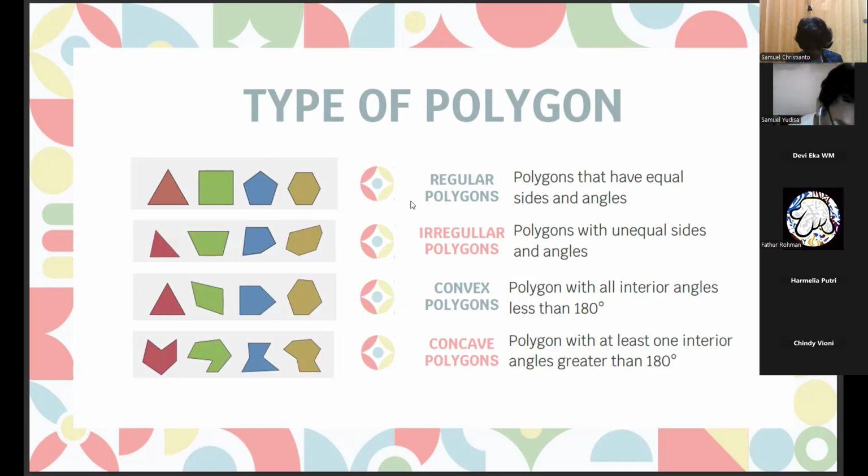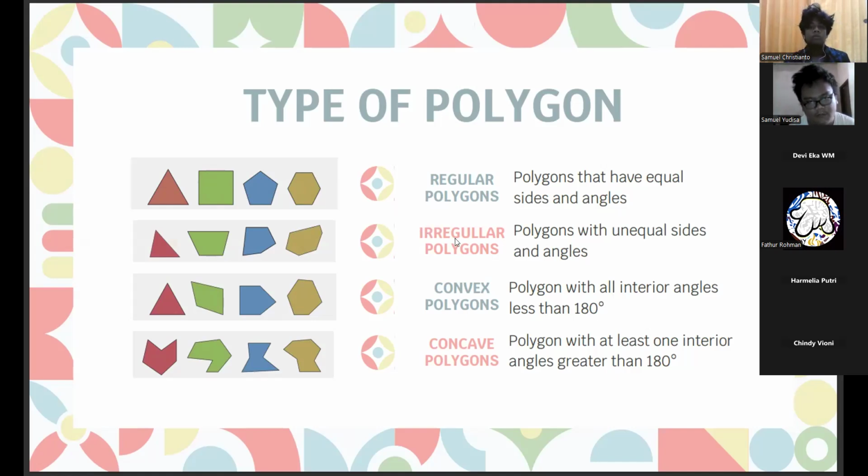First is regular polygons. These are polygons that have equal sides and angles. An example of regular polygons is the triangle, which has three equal sides and three vertices with the same angle measurement. The square has four equal sides and angles. The pentagon has five and the hexagon has six equal sides and equal angles.